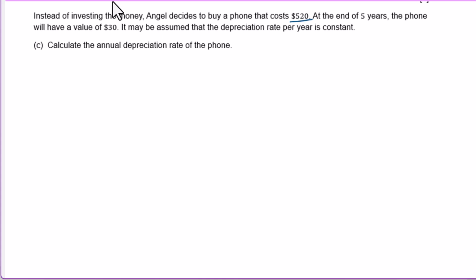Instead of investing the money, Andrew decides to buy a phone that costs $520. At the end of 5 years, the phone will have a value of $30. It may be assumed that the depreciation rate per year is constant. Calculate the value depreciation rate of the phone.